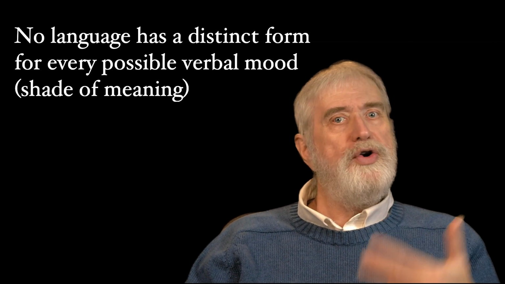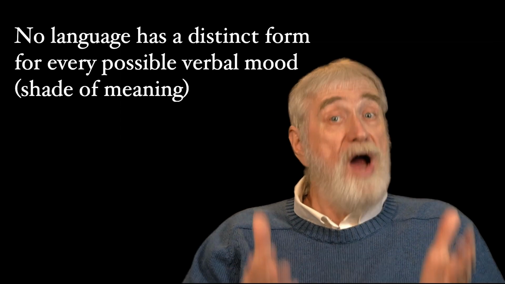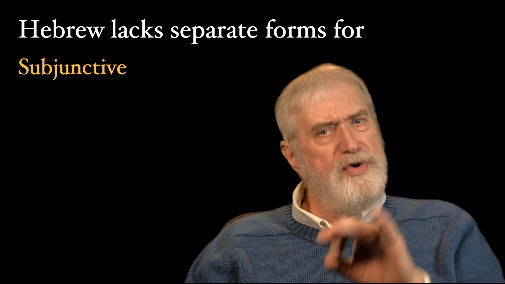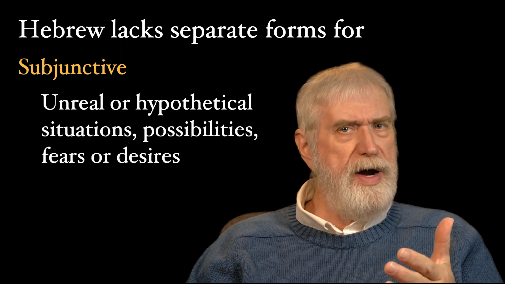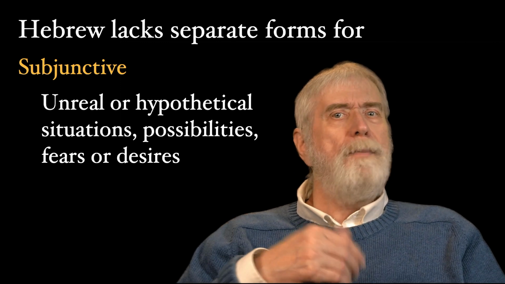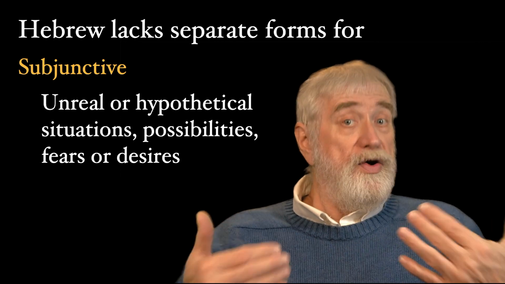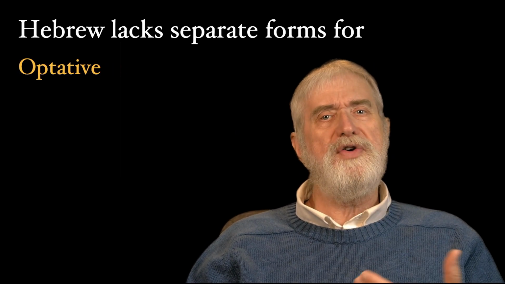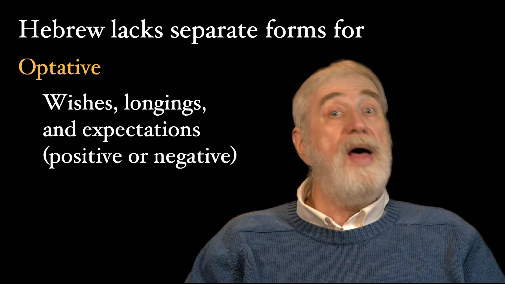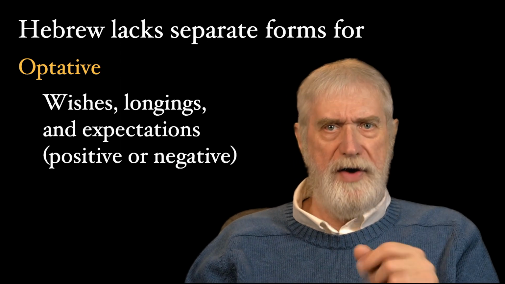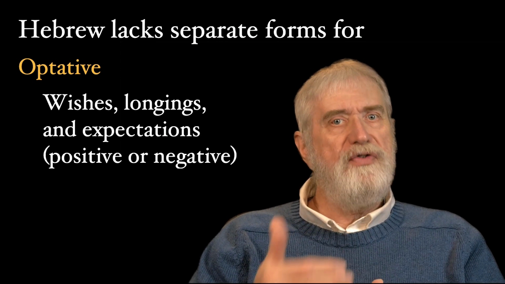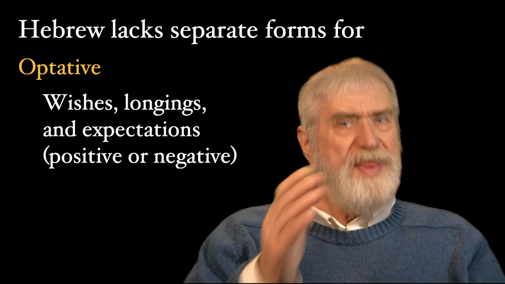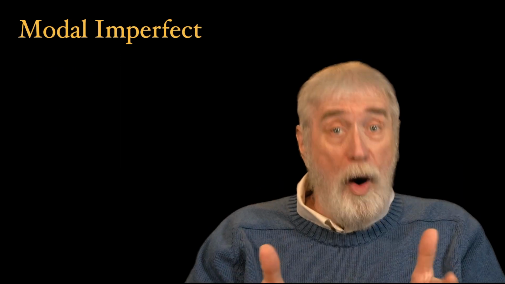And in biblical Hebrew, there are two important grammatical moods for which Hebrew does not have a distinctive form, the subjunctive mood and the optative mood. The subjunctive mood is used to express unreal or hypothetical situations, or possibilities that may or may not come about, or sometimes things that we fear or desire. The optative mood is used to express something that is wished for or longed for or expected to happen. The point is this. Since Hebrew lacks distinct forms for some of these moods, it simply uses the regular imperfect for them. When that happens, we typically refer to the imperfect as a modal imperfect.